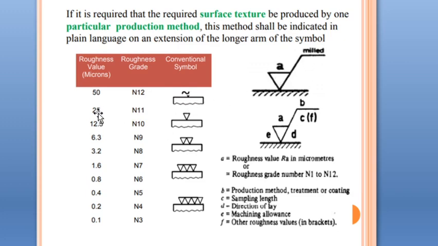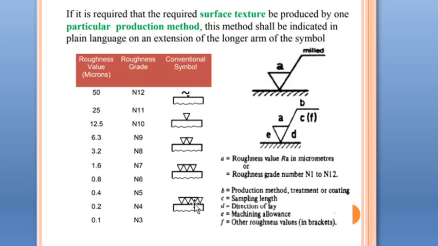N12 to N3, then N2 and N1 also there. Here 0.1 micron indicates the fine surface finish, and a rough surface means 50 microns. For 50 microns it is N12, and for 0.1 microns N3, which provides a good surface finish. The single triangle symbol indicates 12.5 to 25. One, two, three or four triangles are used above the horizontal line, indicating fine surface finish.